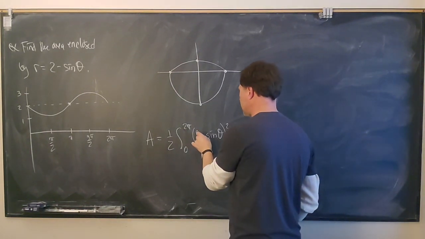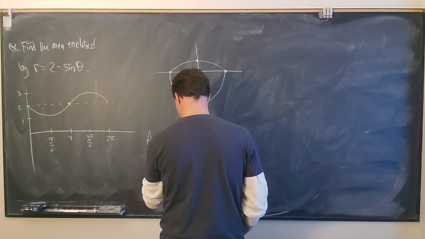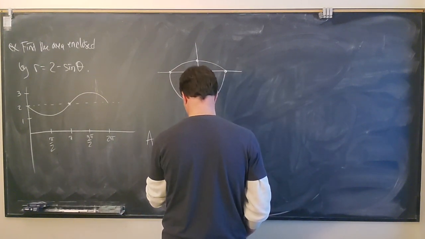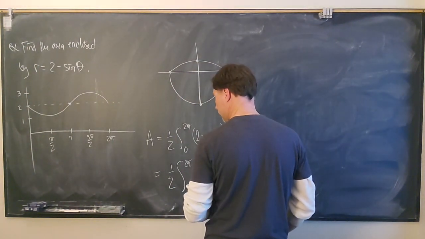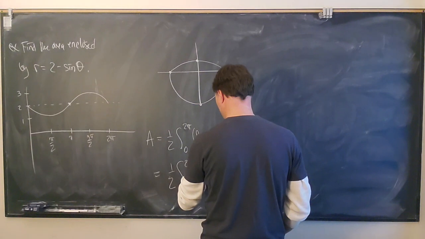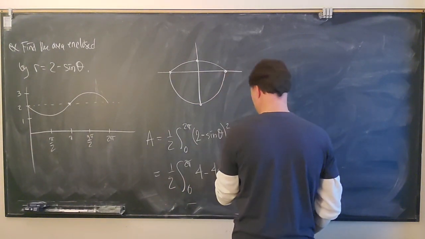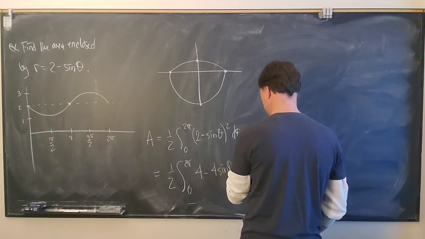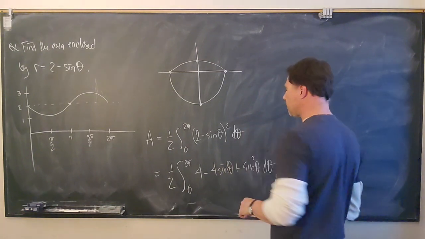I don't think you really need to see me integrate this. Maybe I'll do this one. I'll do one more, and then I'll just set up the integrals for the next 2 examples. So this one's going to be 1/2 integral from 0 to 2 pi of 4 minus 4 sine theta plus sine squared theta d theta.